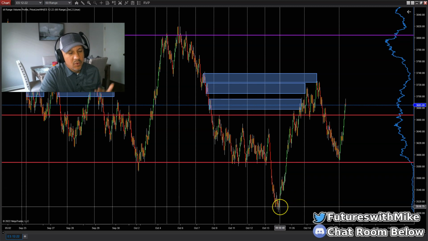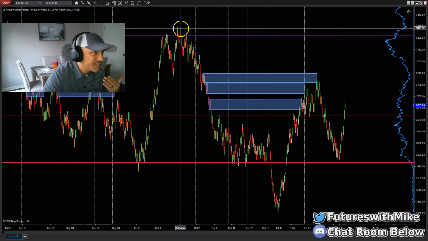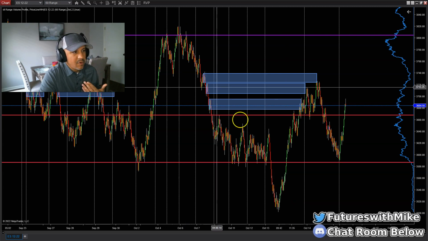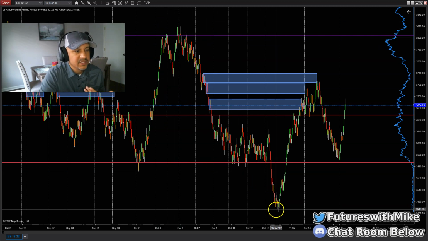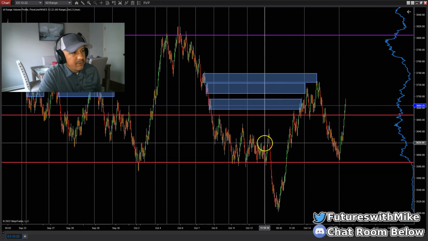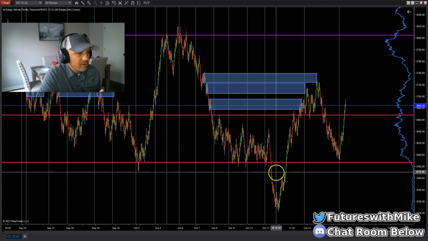Now we have support sitting right down here at the bottom, and we have a major area of resistance sitting right here at the top. We haven't broken either one of these extremes yet. We haven't broken this low yet. We haven't broken this high yet. So ultimately we're moving sideways in this bigger swing.